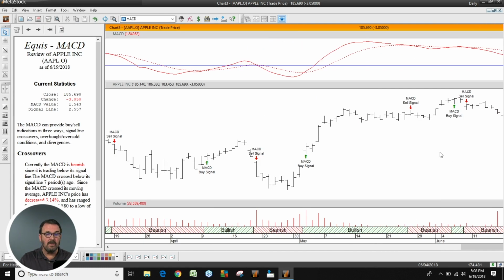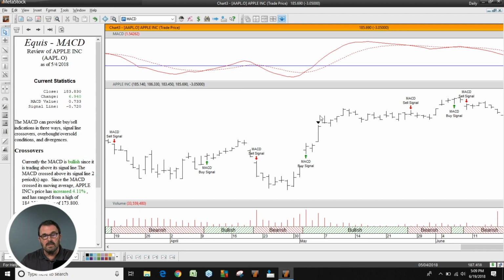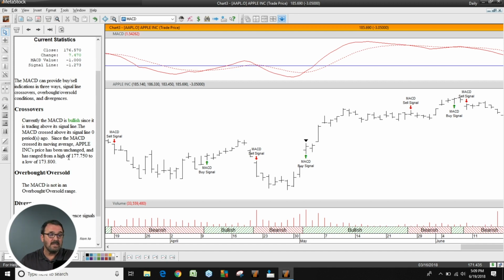Just click on the commentary window. So just to orient you a little bit, what you're seeing here is a commentary on the left based on where this little upside down triangle is pointed to. So if the upside down triangle is pointed to, in this case, this MACD buy signal, and you want to know more about this buy signal, you would just select that, and then it tells you over here on the left. Specifically, it says the MACD can provide buy and sell indicators in three ways: signal line crossovers, which we talked about, overbought, oversold conditions, and divergences.